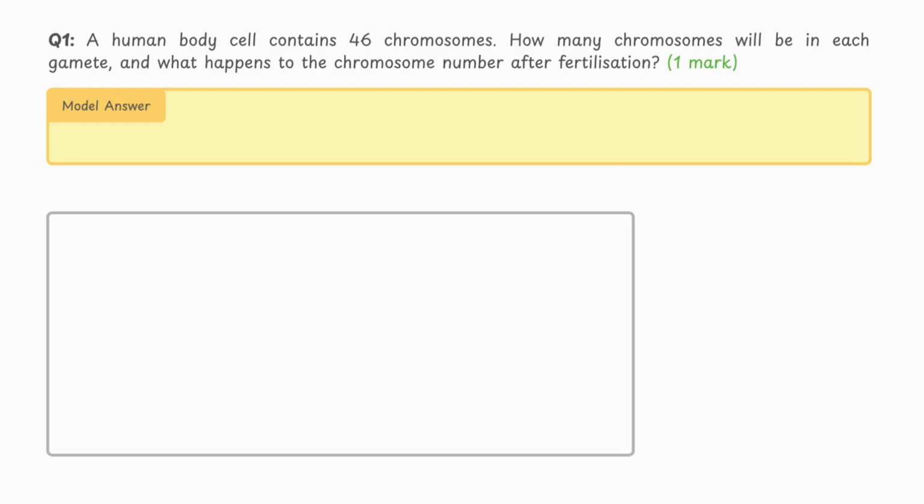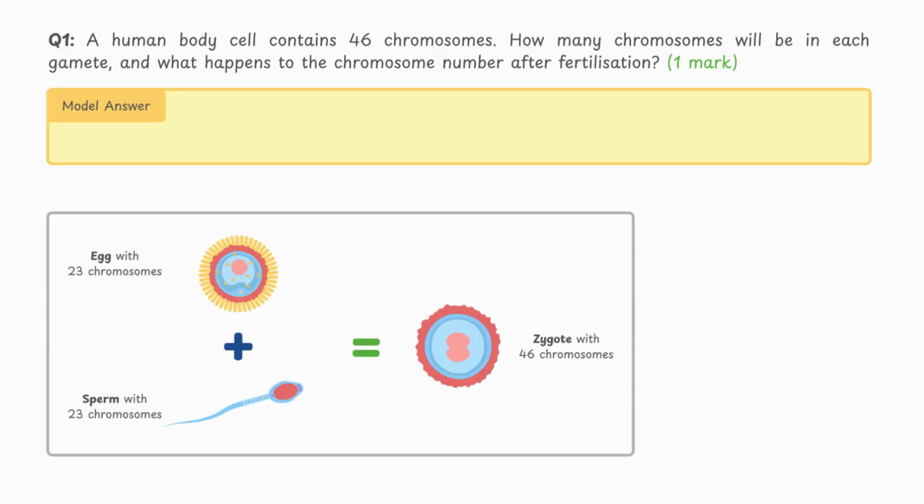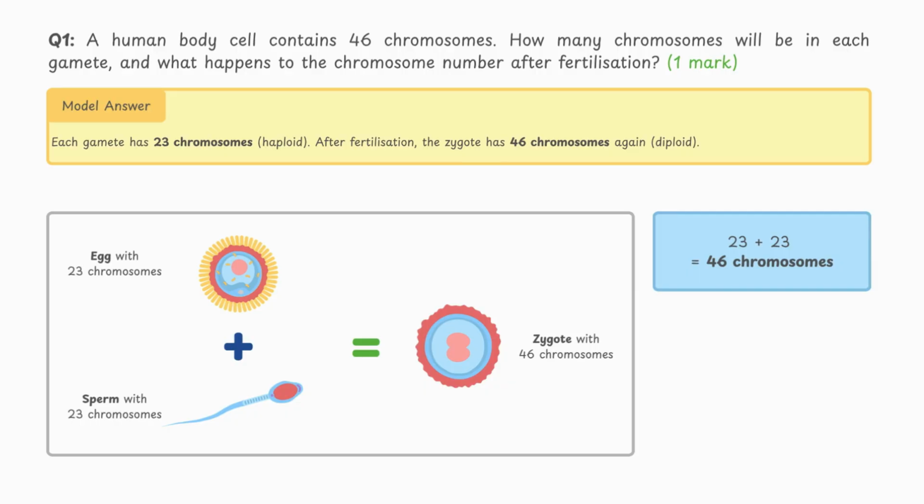First, gametes. Gametes are sex cells like sperm and egg. Each gamete contains half the number of chromosomes. So instead of 46, each gamete has 23 chromosomes. This is called haploid. Next, fertilization. When the sperm and egg fuse together, their chromosomes combine. So we add 23 plus 23. That gives 46 chromosomes. This forms a zygote. The zygote now has the full number of chromosomes again. This is called diploid. So the final answer is, each gamete has 23 chromosomes. After fertilization, the chromosome number is restored to 46 in the zygote.